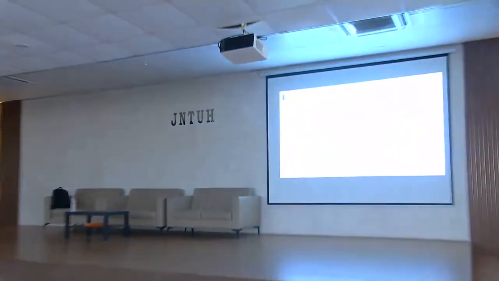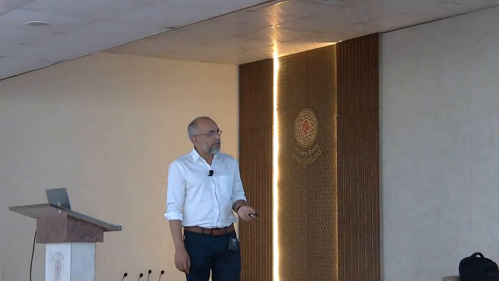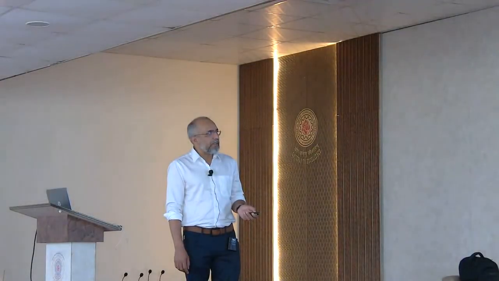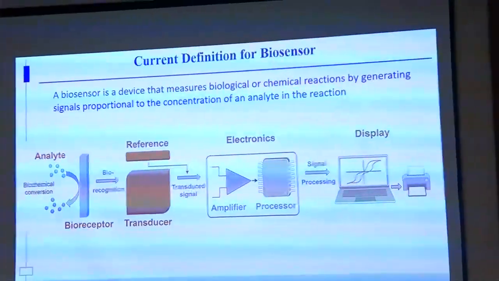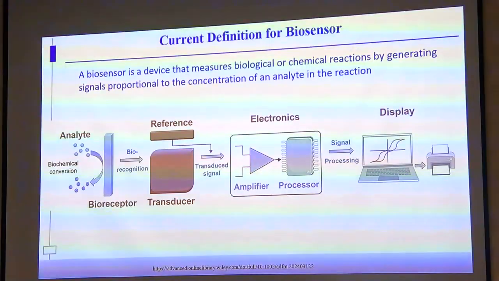And this is one example here. All these components should be part of the biosensor. First is the analyte, and analyte means what you want to detect. After biorecognition, we have the transducer. The transducer will detect and transfer the signal to the electronics, and then you will have signal processing to your display. So this is a simple flow chart of how a biosensor works.